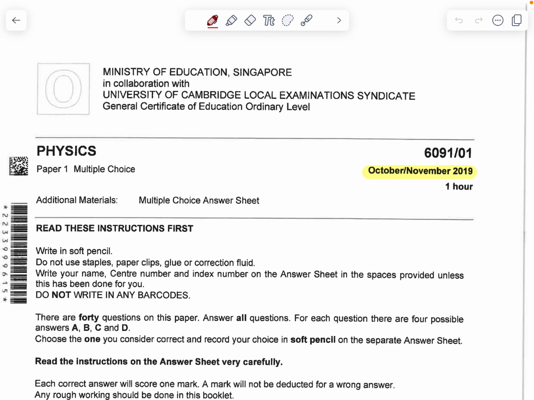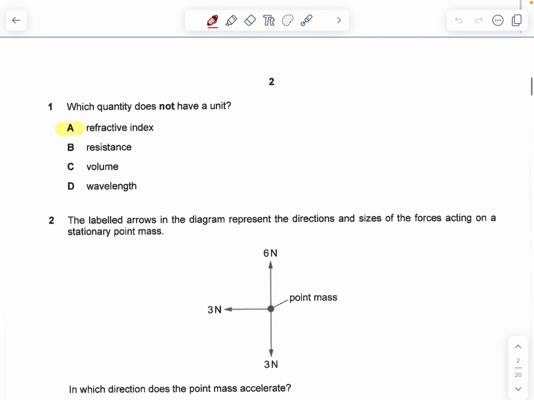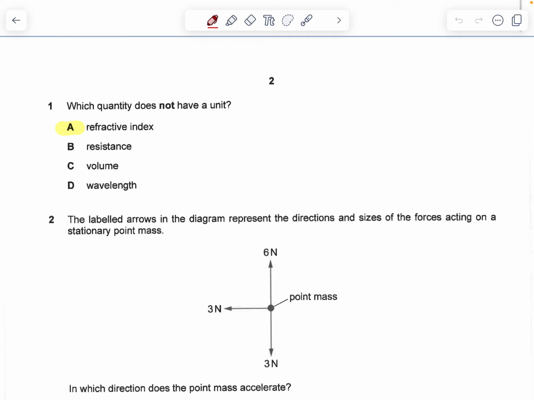2019, paper 1. Question 1. Which quantity does not have a unit? For resistance, the unit is ohms; volume, meter cubed; wavelength, meter. Refractive index, n, is given by c over v. c is meter per second, v is also meter per second. So it has no units.